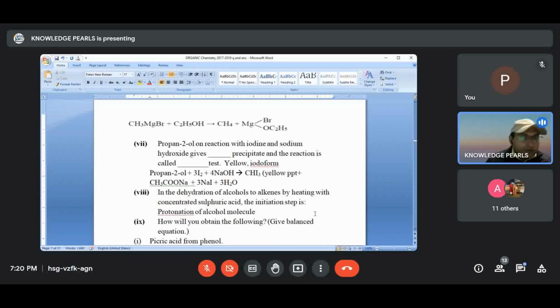डिहाइड्रेशन ऑफ अल्कोहल्स, ये रिएक्शंस में आते हैं. ये बोल रहा है डिहाइड्रेशन ऑफ अल्कोहल टू एल्कीन बाय हीटिंग विद कंसंट्रेटेड सल्फ्यूरिक एसिड. The initiation step is protonation of alcohol. प्रोटोनेशन है क्योंकि डिहाइड्रेशन हम सल्फ्यूरिक एसिड से करते हैं. कंसंट्रेटेड सल्फ्यूरिक एसिड 413 केल्विन और 443 केल्विन. 443 में एल्कीन बनती है, 413 में ईथर बनते हैं. बस वो थोड़ा ध्यान रखना है. उसका मैकेनिज्म का पहला स्टेप प्रोटोनेशन है.